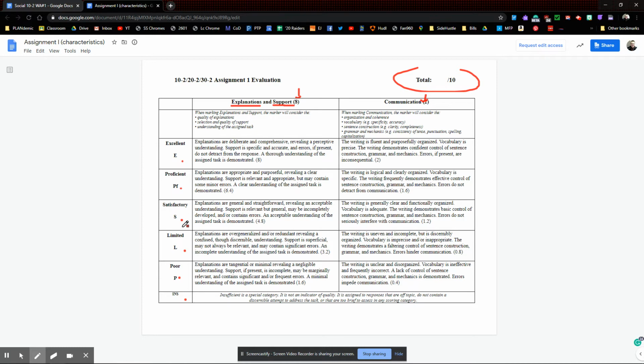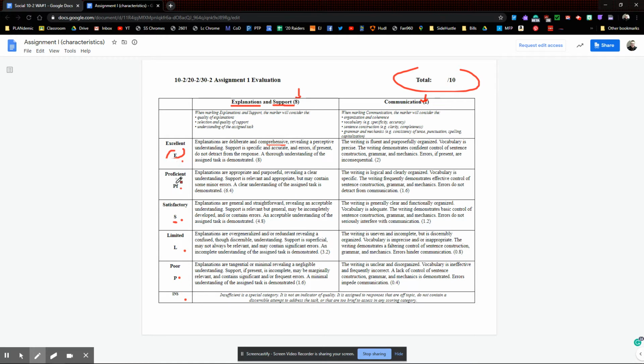Basically, if you tell me what the term is in your own words and maybe you don't provide an example, you're probably looking at around a satisfactory. But if you explain it with a definition and include a case study where it's used, then you're looking at excellent or proficient. Is the explanation comprehensive? Is it deliberate? If it shows really specific understanding, including an example that's really awesome and fits really well, then you're probably looking at an excellent.